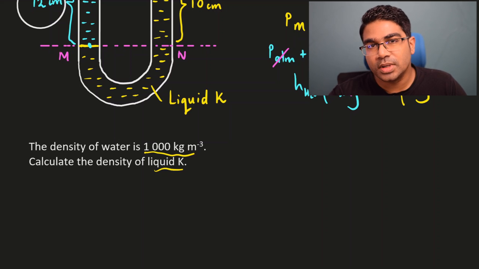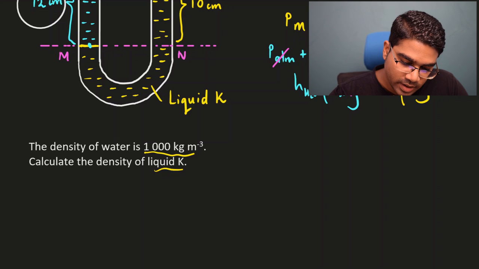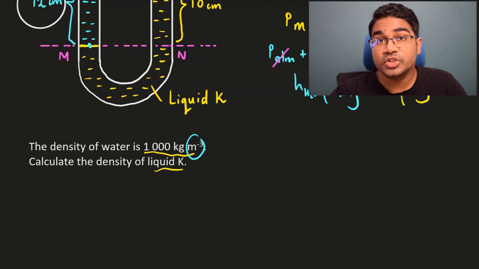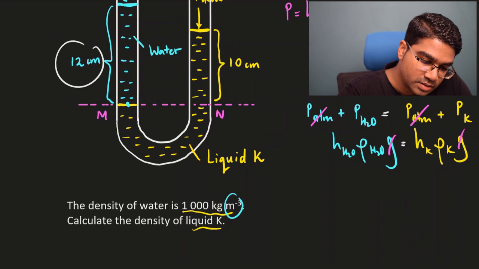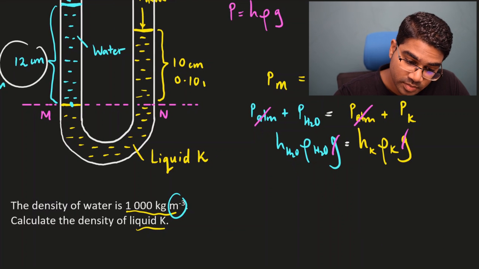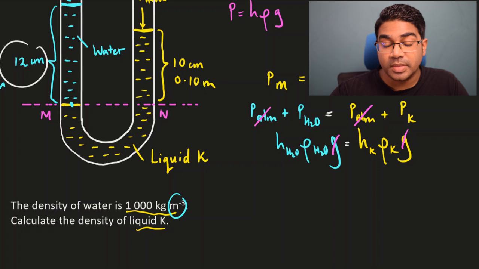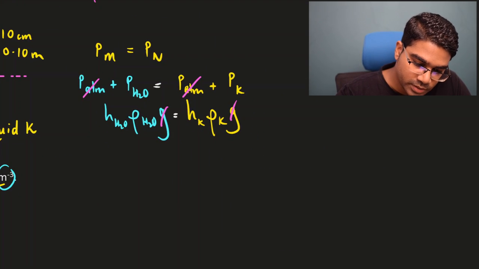Now let's just put in the values. Generally, we want to ensure that the units in the equation are homogeneous. So the unit of density here is kilogram per meter cube. So let's just change it to meters. 12 centimeters will be 0.12 meters and 10 centimeters will be 0.10 meters. And now that we have it in meters, it's time to substitute. So the height of water is 0.12.